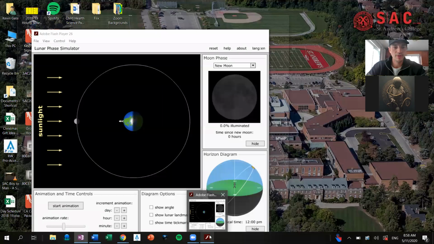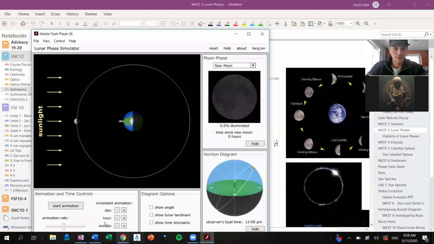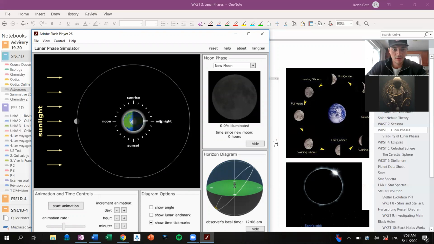It says to turn on the show time tick marks at the bottom of the page and move the stick figure to midnight. So, show time, and let's move him to midnight. Okay.